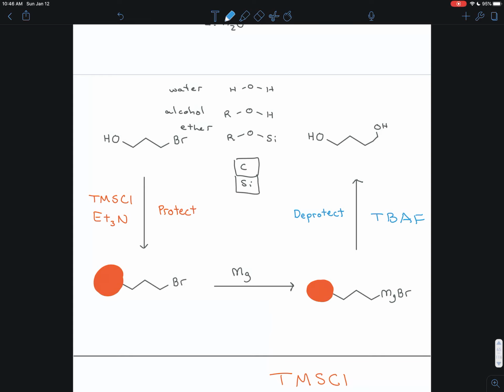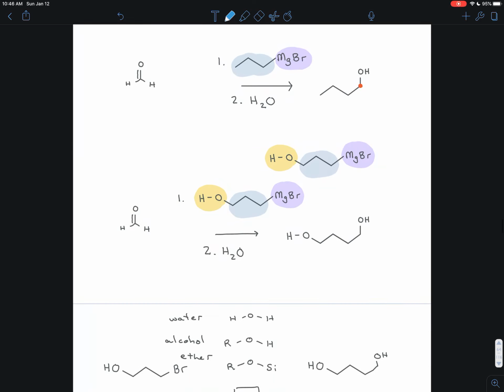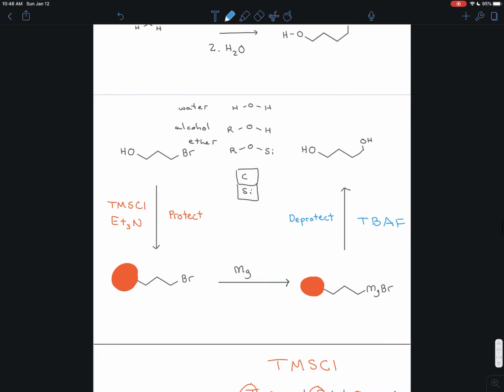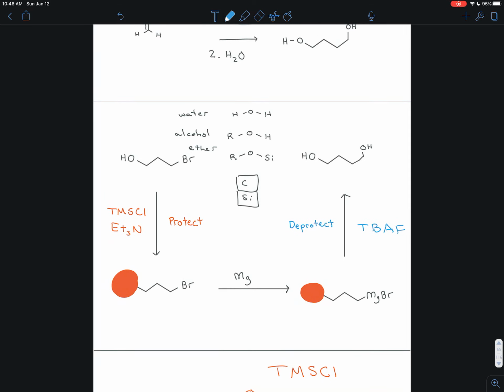So really, if you want to do a Grignard reagent, but your Grignard reagent already has an OH on it, then all you have to do is first add TMSCl and Et3N, so trimethylsilyl chloride and triethylamine. That protects the OH. Then you can do your normal reaction. Make the Grignard reagent, do the Grignard reaction, and then to take this trimethylsilyl group off, you deprotect with TBAF, tetrabutyl ammonium fluoride. So the big idea, those are the specifics for protecting alcohols.